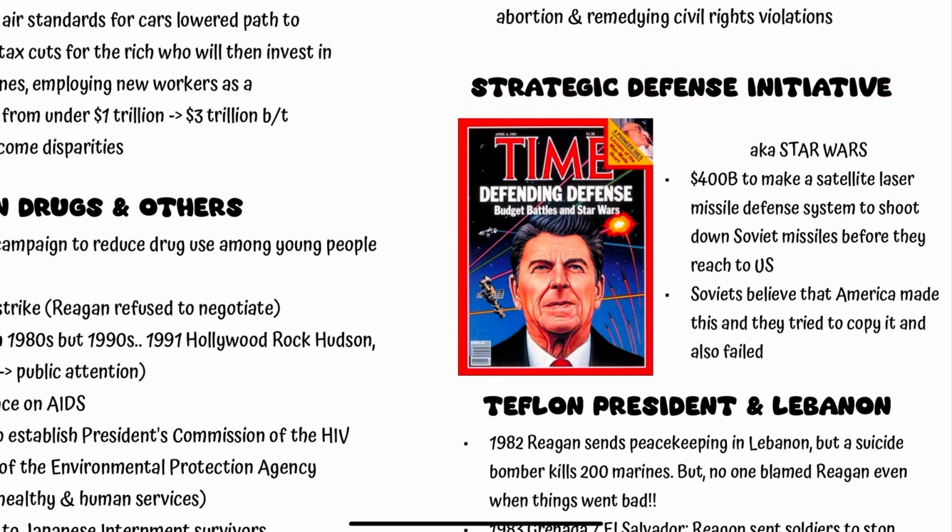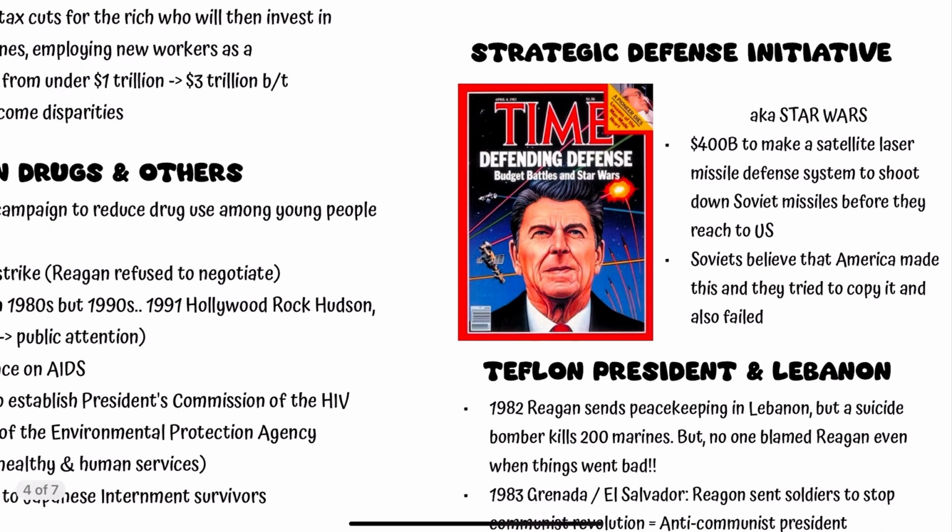And he invested $400 billion to make a satellite laser missile defense system to shoot down Soviet missiles in space before they reached the US. And the Soviets kind of believed that America made this, and they tried to copy it, but also failed. And so Star Wars is also a very iconic thing that President Reagan has done.